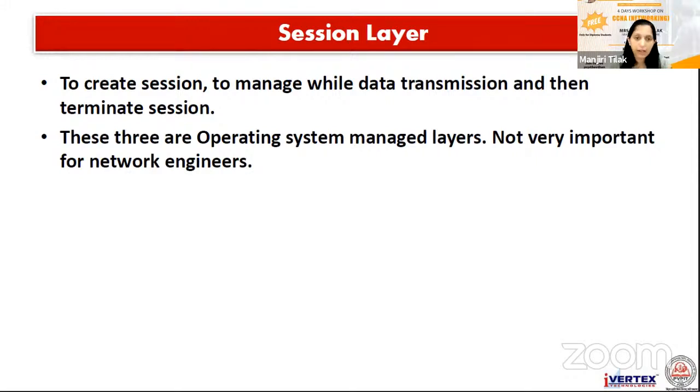But the below four layers, from transport to physical, are very important, and you need to understand what actually happens in the transport layer, right? What happens at the network layer? What is the function of the data link layer?